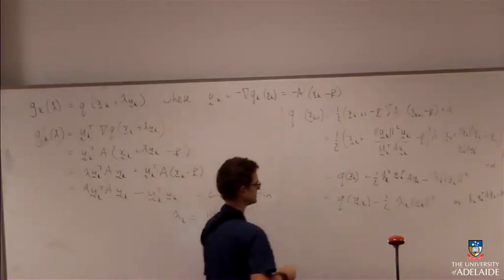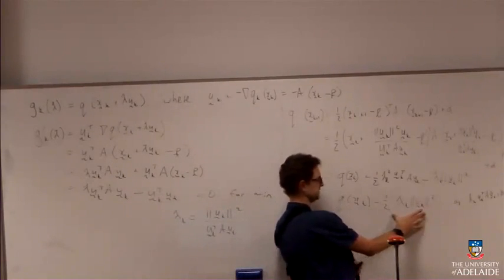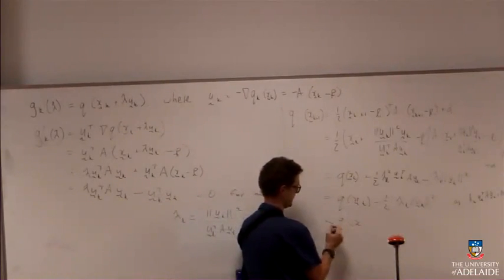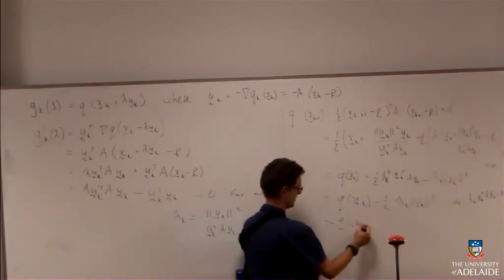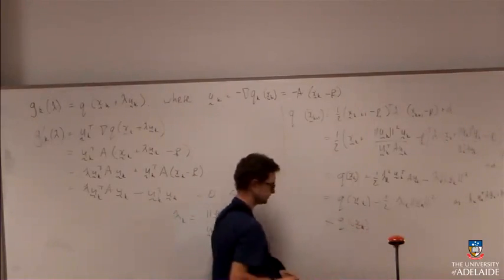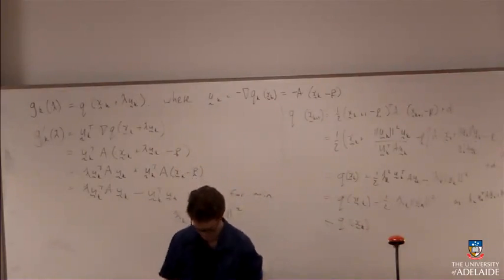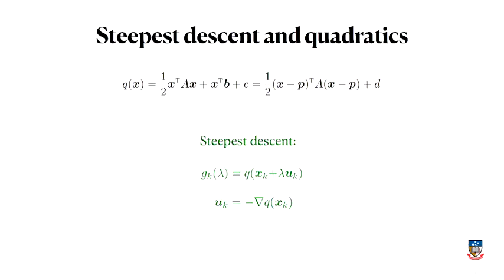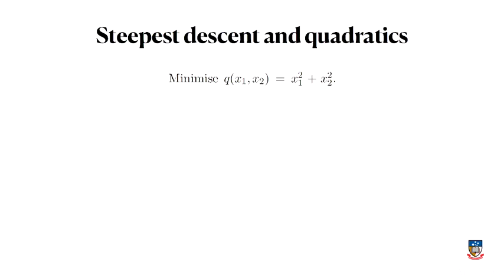So what's the point of this? That term's always positive, right? So this is always less than q of x_k. So in other words, the thing that we prove here from doing this is that when I apply steepest descent to a quadratic function, I'm always guaranteed to be heading downhill. So this will actually work. It will converge to something.